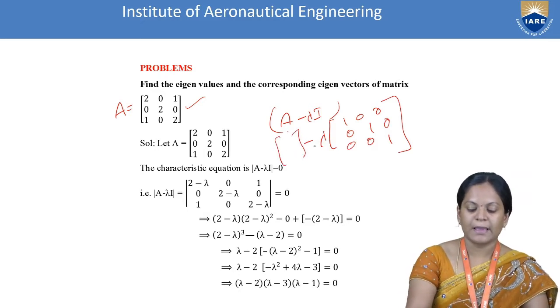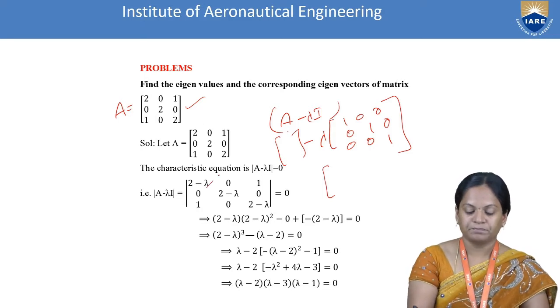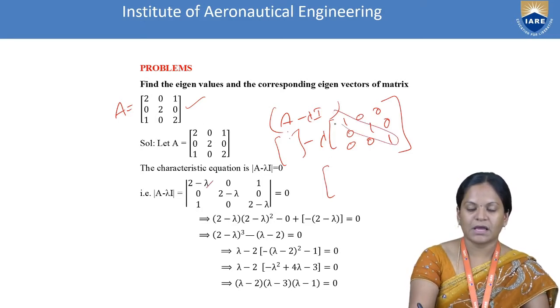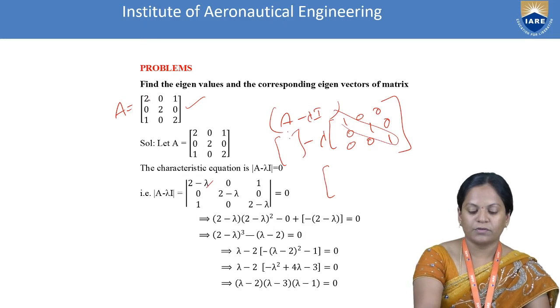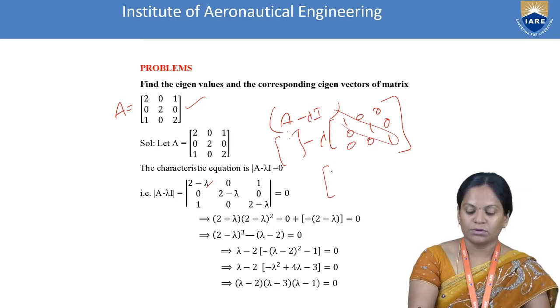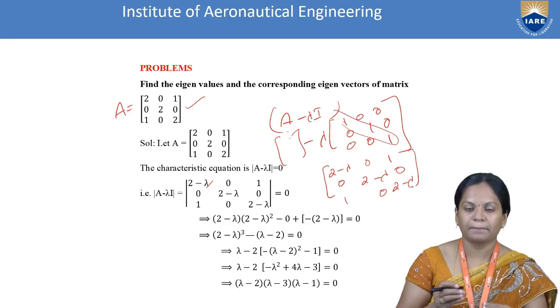So if we take A minus lambda I, we get 2 minus lambda. Only the diagonal entries have minus lambda. The given matrix diagonals are 2, so A minus lambda I has 2 minus lambda there, and the remaining entries are the same. The second row is 0, 2 minus lambda, 0, and the next is 1, 0, 2 minus lambda. This is the characteristic matrix.